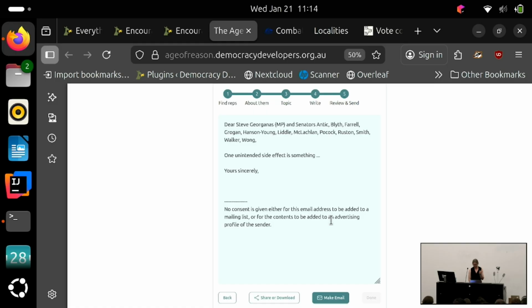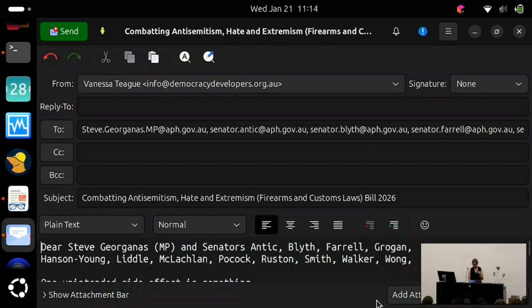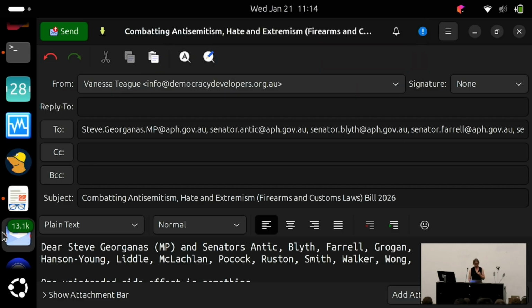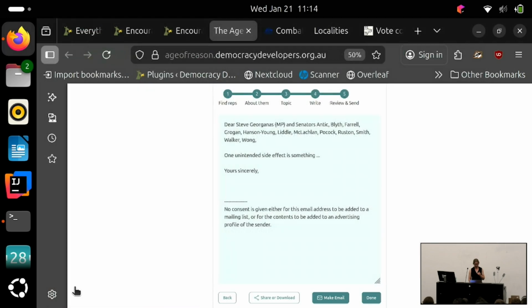So here we go. It makes the email and then it pops up my email client with a draft of the email, and then I can send it if I like it. So please play with it. I would love to hear, oops, I've left my email on. I would love to hear feedback, and it's definitely not perfect, but I hope it helps.